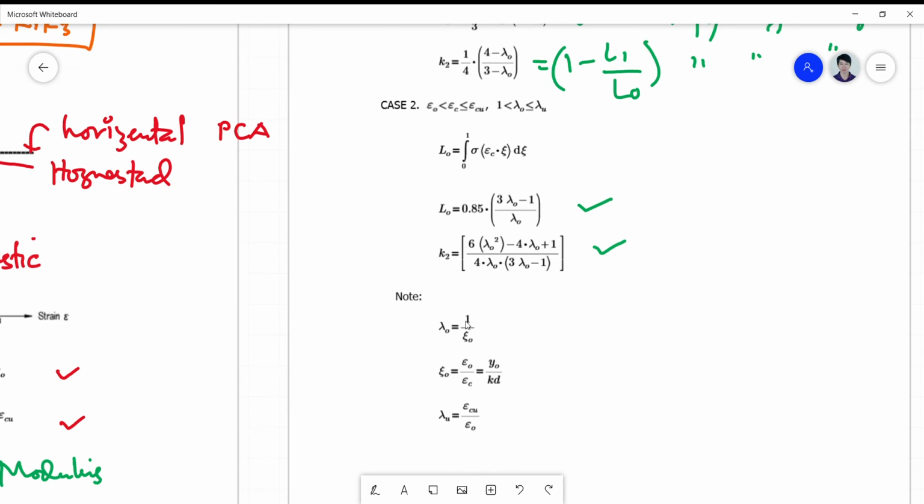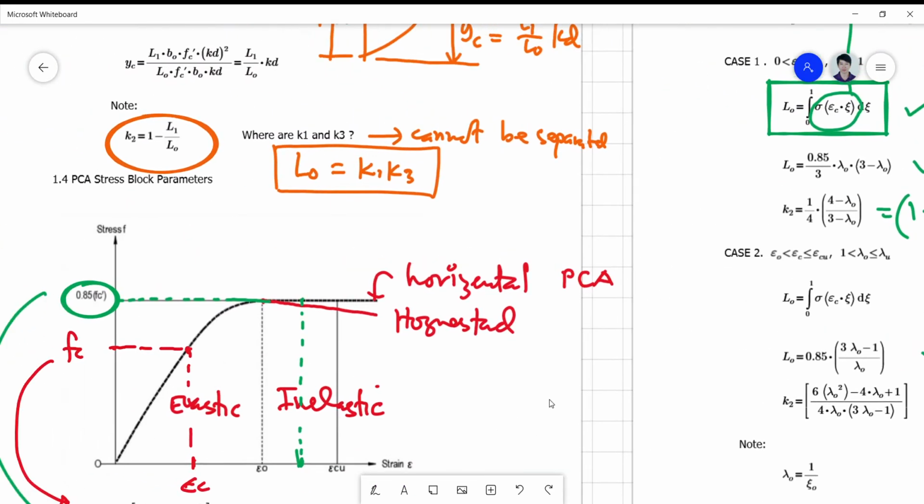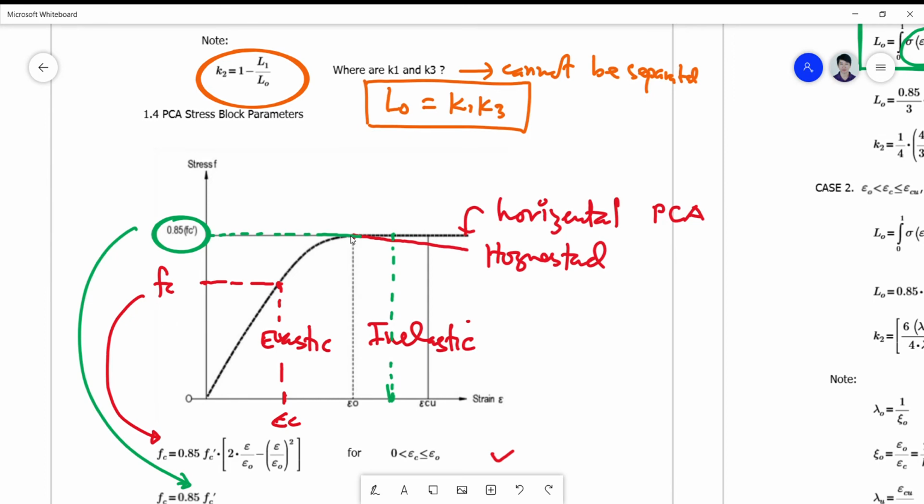So lambda O is 1 over kappa of O, rather. And kappa of O is simply epsilon O over epsilon C, or simply your YO over KD. So what is your YO? YO is the distance from the neutral axis to the fiber at the point wherein the stress is starting to have a value of 0.85 FC prime. Because here it is still lower. So it is here, exactly here, no?